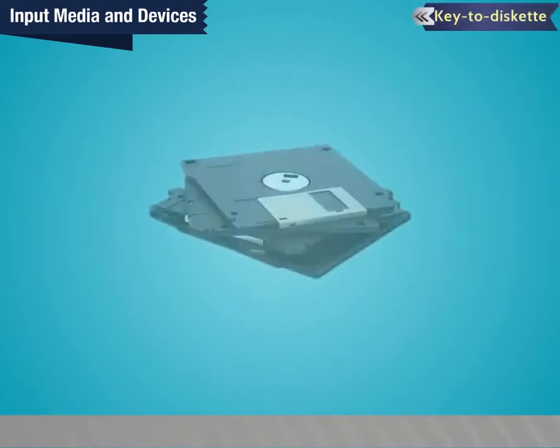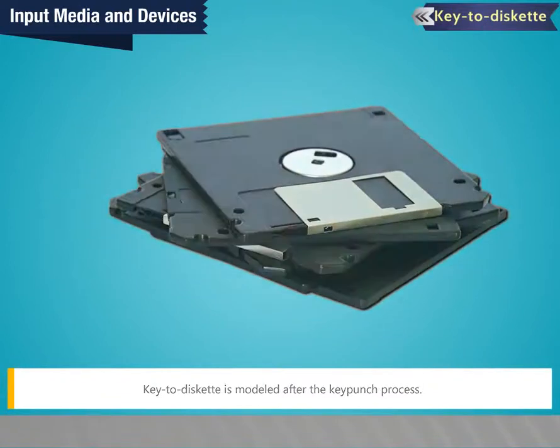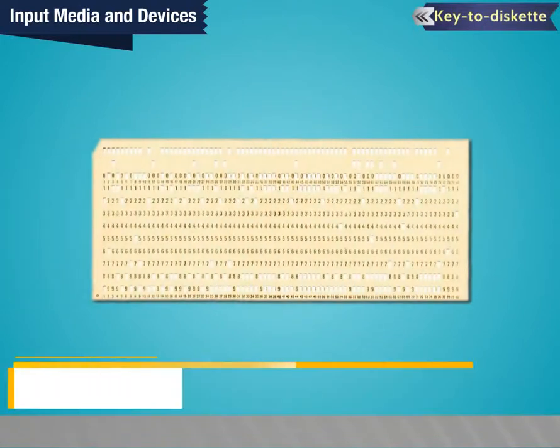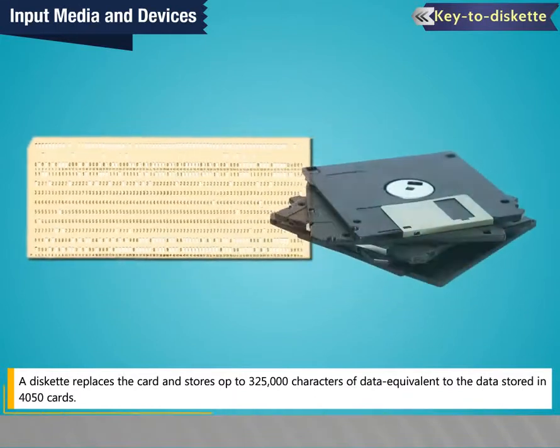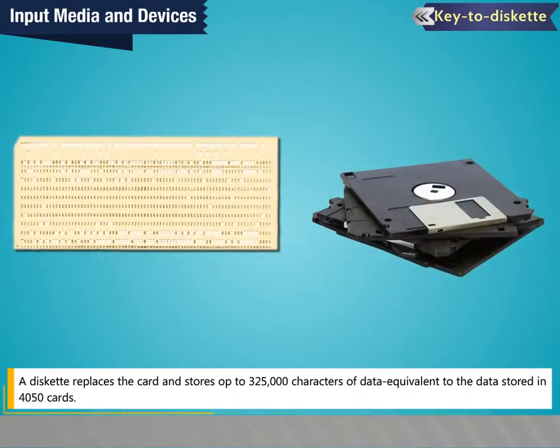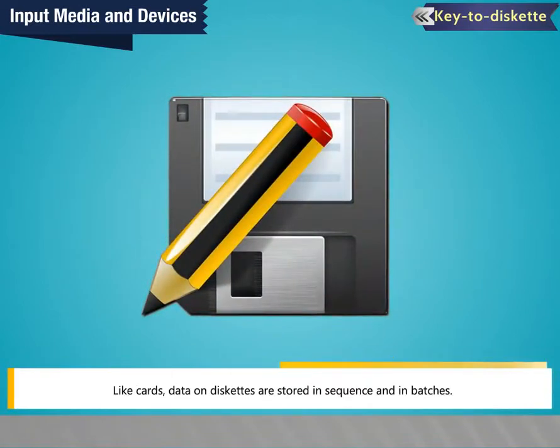Key to diskette. Key to diskette is modeled after the key punch process. A diskette replaces the card and stores up to 3,25,000 characters of data equivalent to the data stored in 4,050 cards. Like cards, data on diskettes are stored in sequence and in batches.